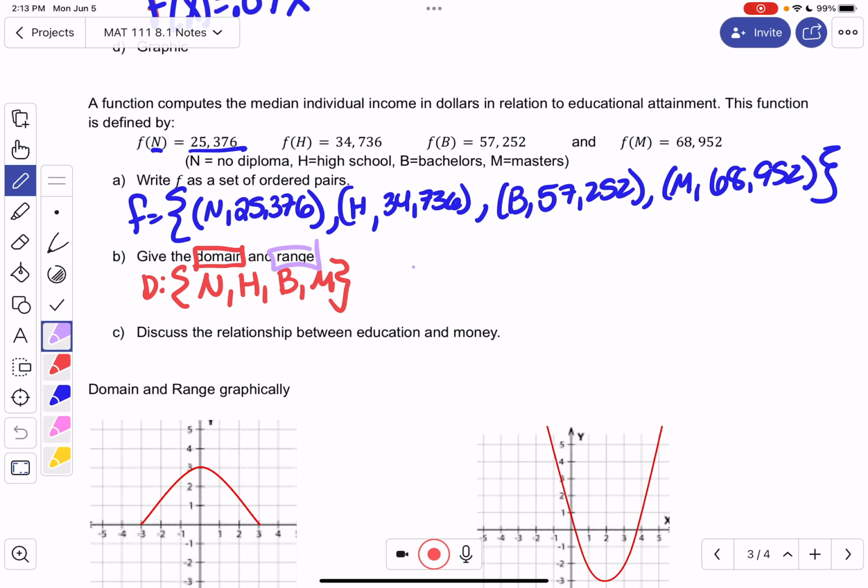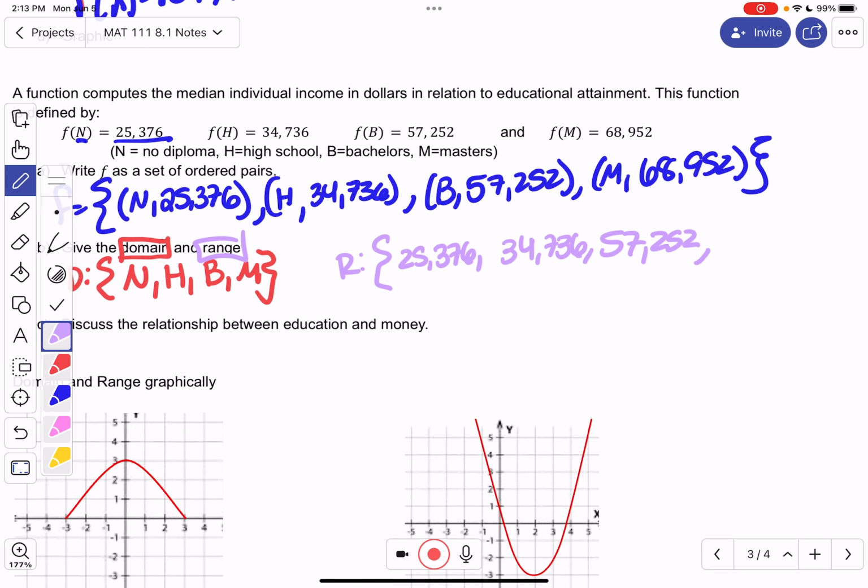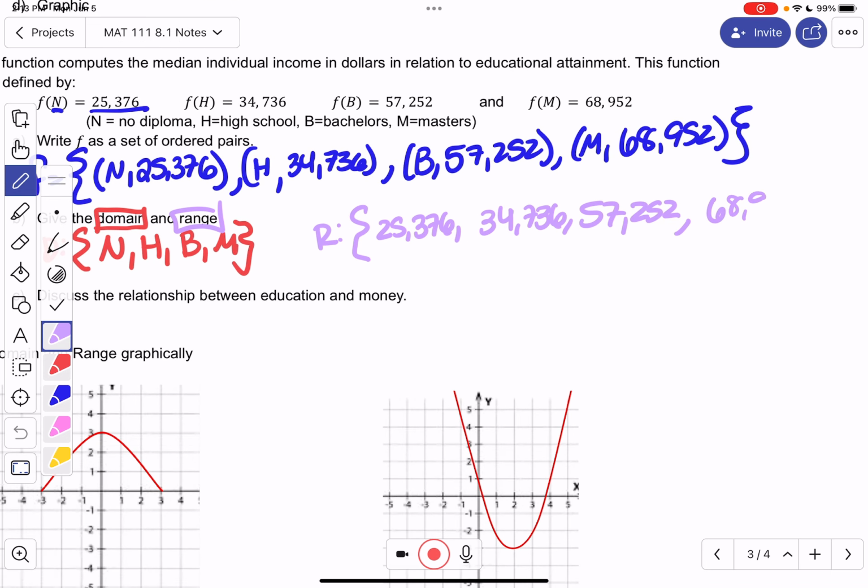Range is the y values. So we're going to do the same thing. We're just writing the money. So we have 25,376, 34,736, 57,252, and 68,952.